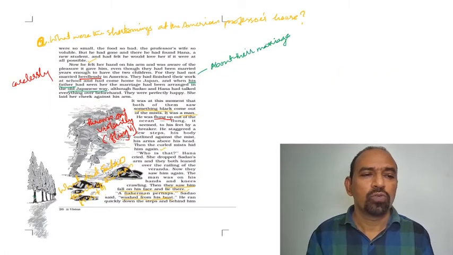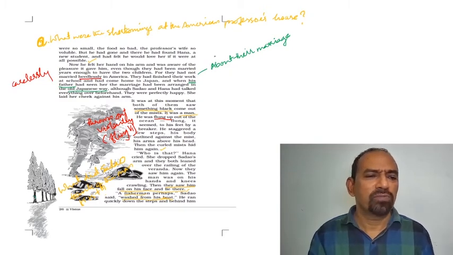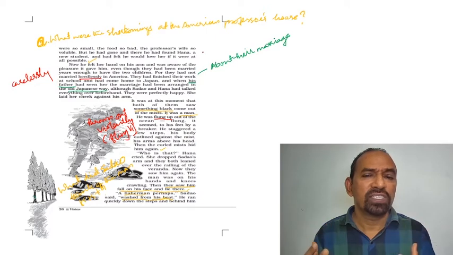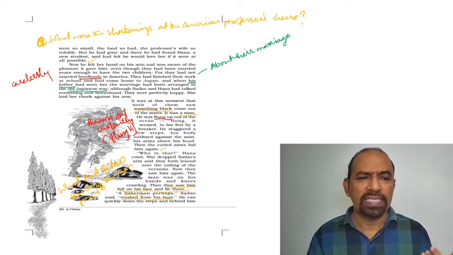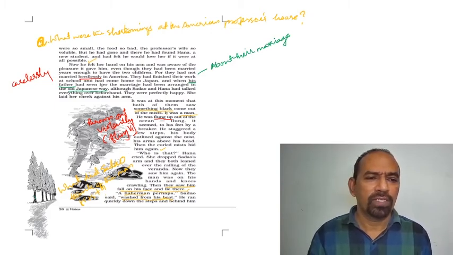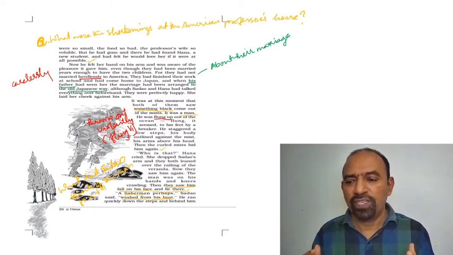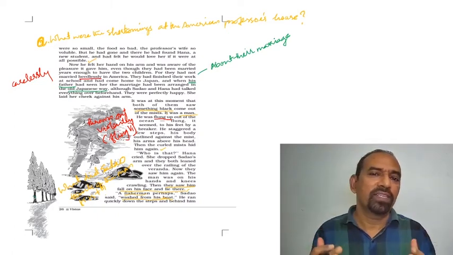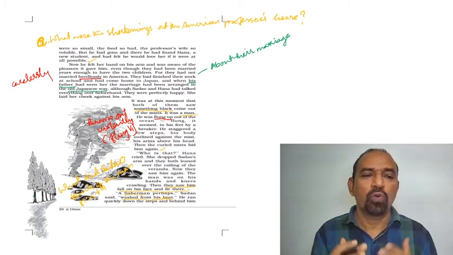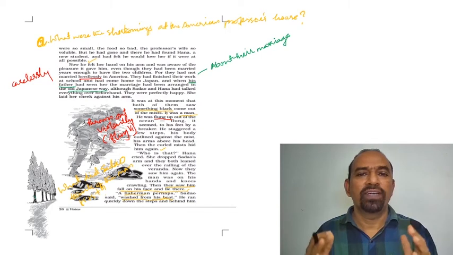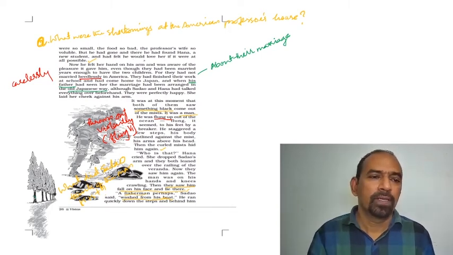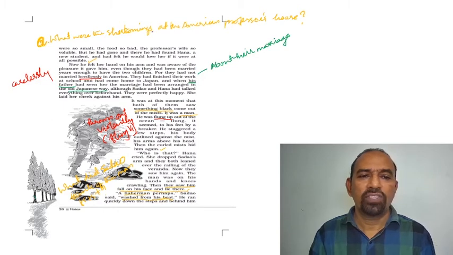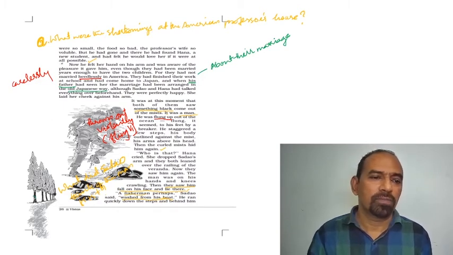The rooms were so small, the food so bad, the professor's wife so vulnerable. Because of all these reasons, he didn't want to go back to Professor Harley's house. But he had gone, and there he had found Hannah, a new student, and had felt he would have her if it were at all possible. But luckily, his mind changed, his decision changed, and he went there and he met Hannah, and he thought he would marry her if she were a true Japanese. Then one question here, what were the shortcomings at the American professor's house? Come to the next paragraph.